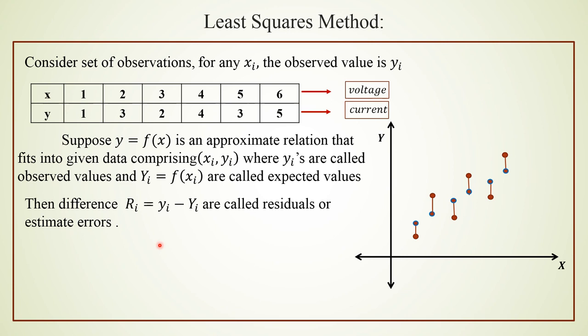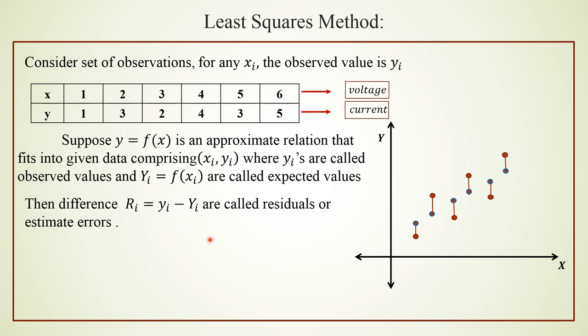The difference between the observed and the theoretical values of yi is called the residual, or it is also called the estimate error.